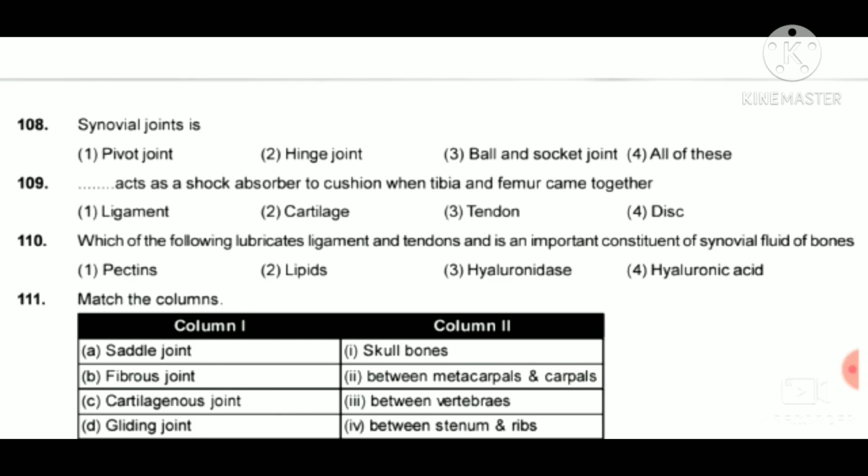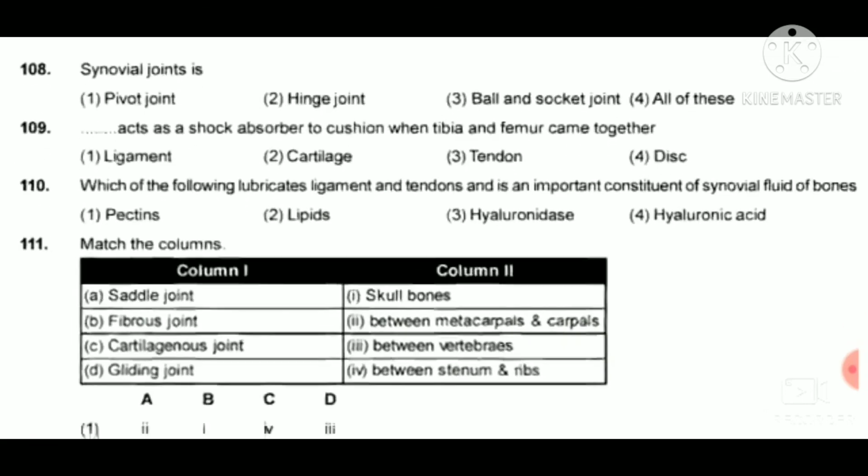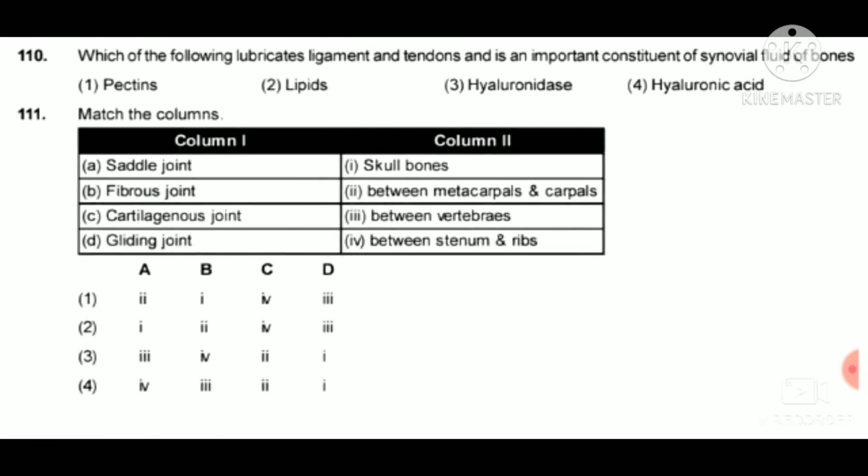Next is question number 111. It is a match the column question. In first column is saddle joint, second is the fibrous joint, third is the cartilage joint, fourth is the gliding joint. Saddle joint is found between the metacarpal and carpal, whereas fibrous joint is found in the skull bone, and cartilage joint is found between the sternum and rib, and gliding joint is found between the vertebrae. So the answer is option number 1, A second, B 1, C 4, and D 3.